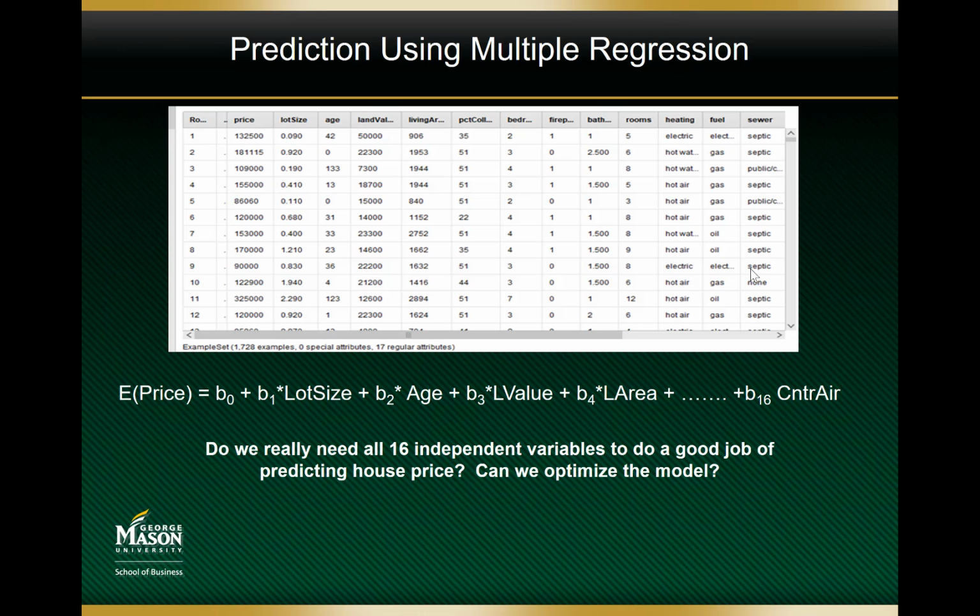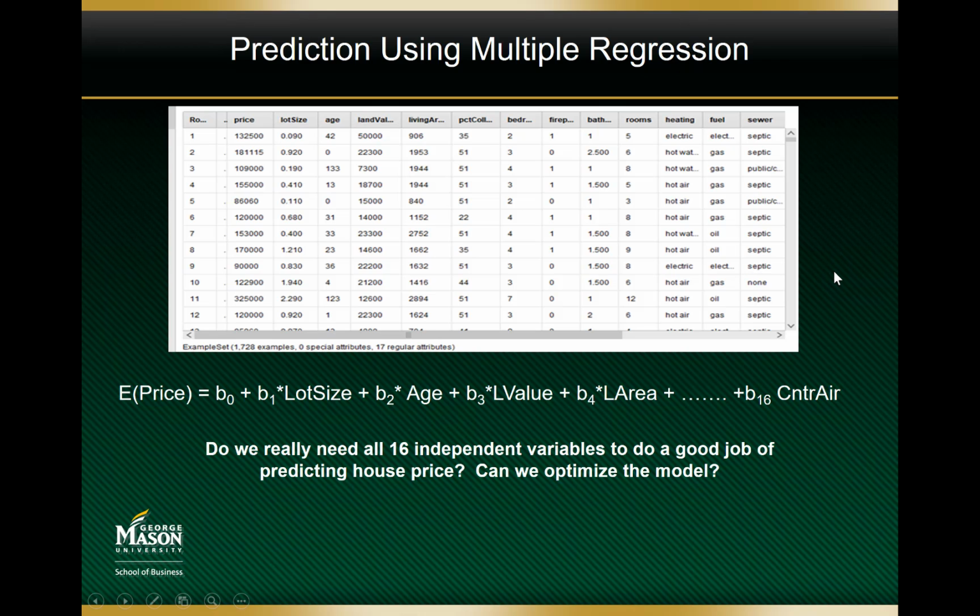Now, if we were to use all 16 independent variables that are in this data set, then the prediction equation that we would be estimating is what you see there. We would be predicting price as a function of those 16 independent variables, and we would be estimating 17 coefficients, so 16 coefficients for the variables plus the intercept. But when we are talking about optimizing the prediction model, the question we are asking is, do we really need all 16 independent variables to do a good job of predicting the house price, or can we optimize the model and do with fewer variables?